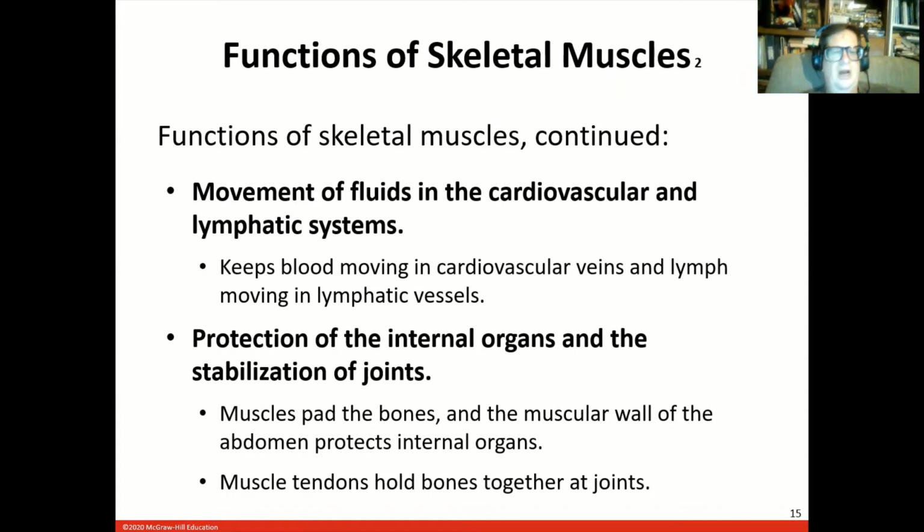So, all right. The muscles can protect the internal organs and stabilize the joints. So they can pad the bones. The muscle wall keeps you from having your intestines out there and exposed. It gives you more than just a layer of skin covering and protecting them. And tendons hold the bones together at joints.